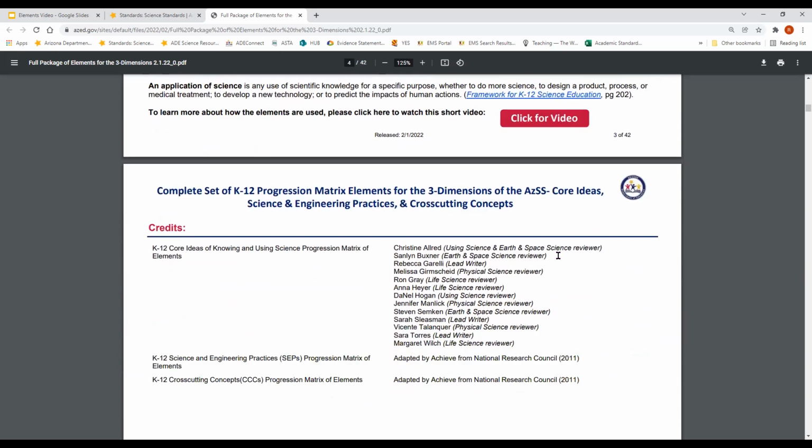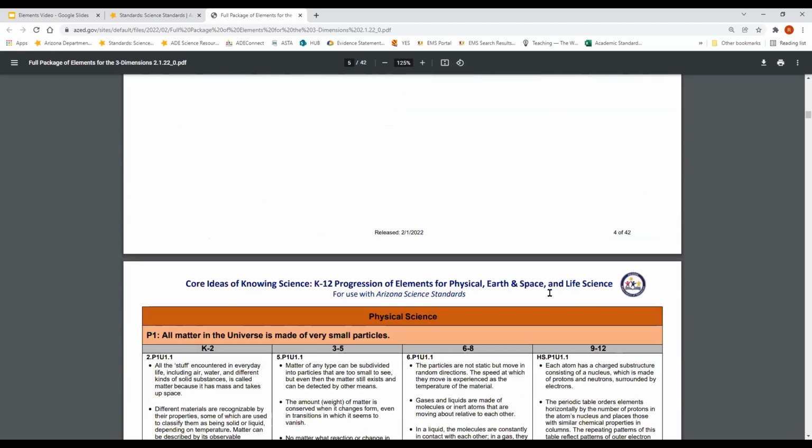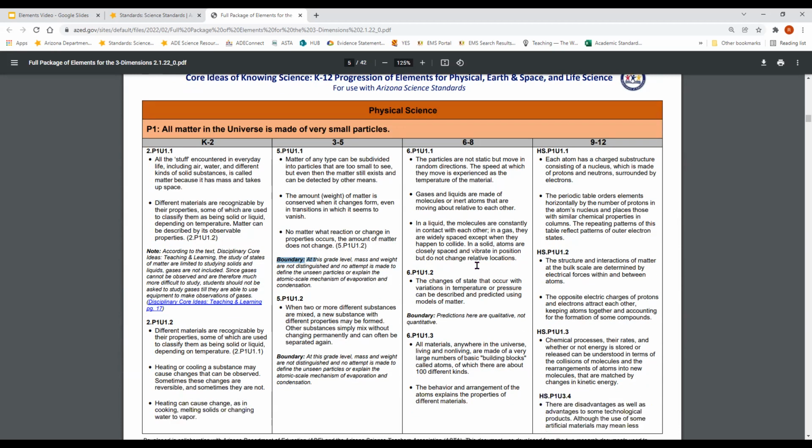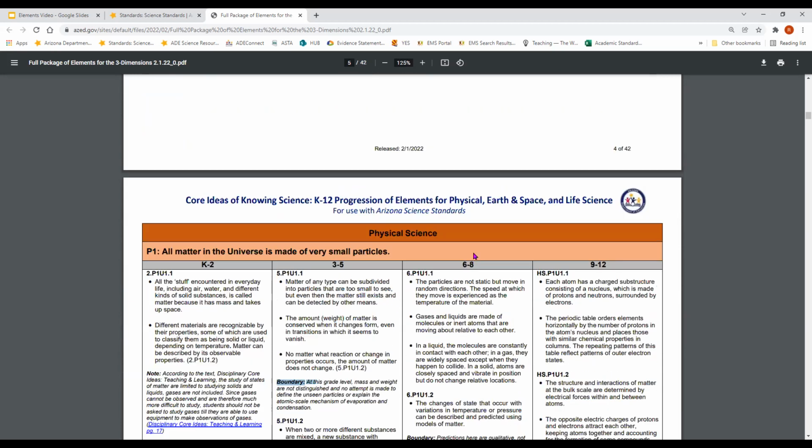Also, thank you to everyone who worked on this document. Here is the list of the credits. And as we continue, here are the new elements for the core ideas per grade band. And you can see, here's an example of a note, here's an example of a boundary, and those will be sprinkled throughout for further clarification. So let's come on back to the presentation.